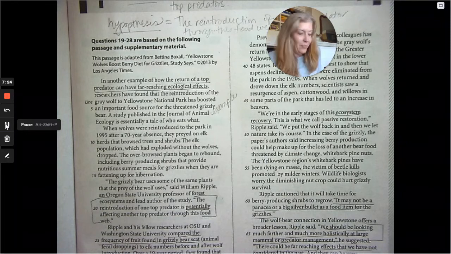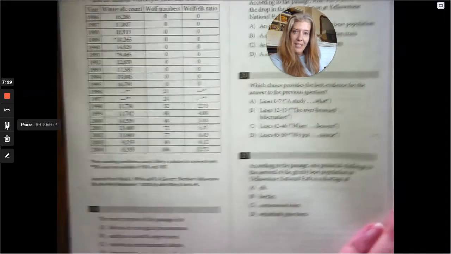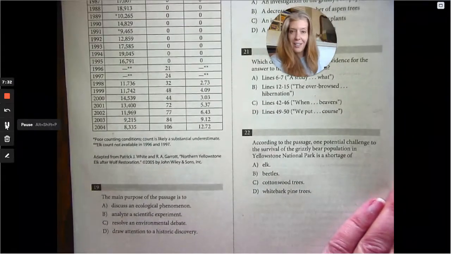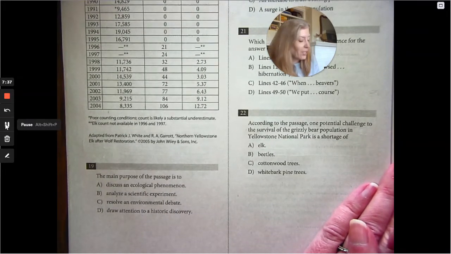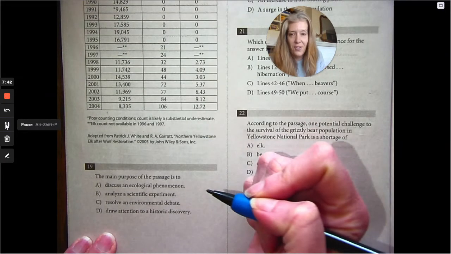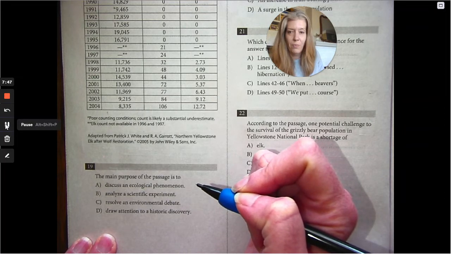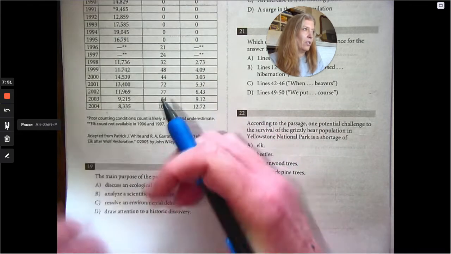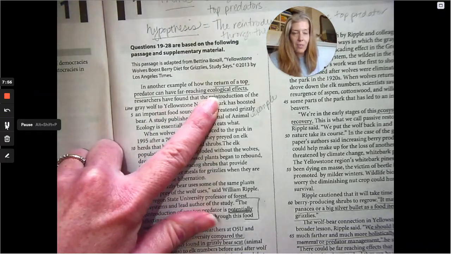Okay, so let's start looking at the questions. We will never, ever look at the table until we know why we're looking at the table. We don't know why we're looking at the table, so we're not looking at the table. We're jumping into the questions. The main purpose of the passage is to discuss an ecological phenomenon. Ecological, yes. I haven't had ecology in a long time, but they said it was an ecological.